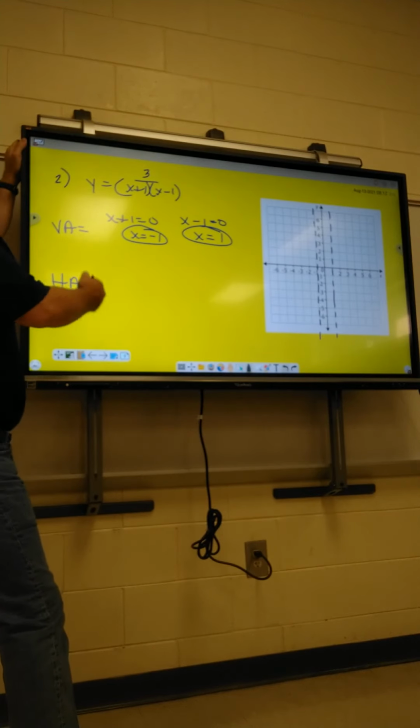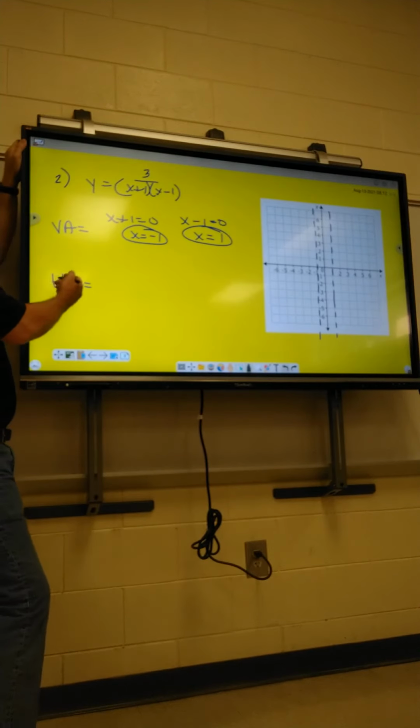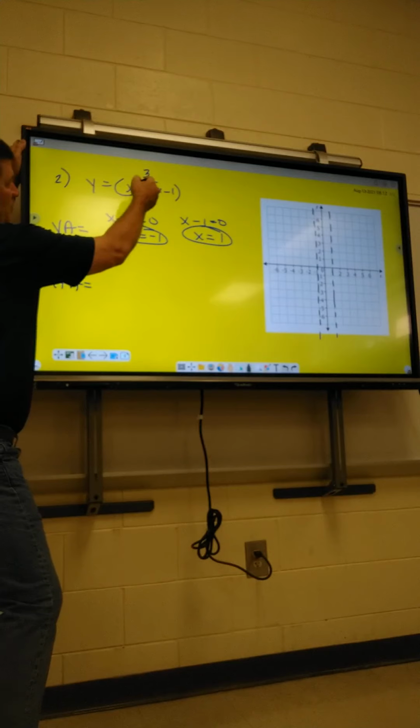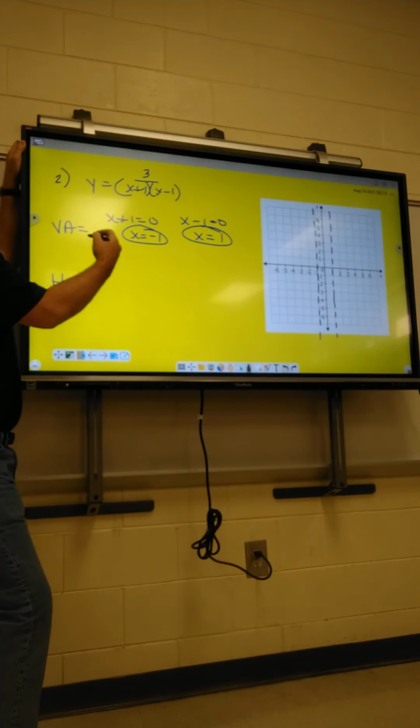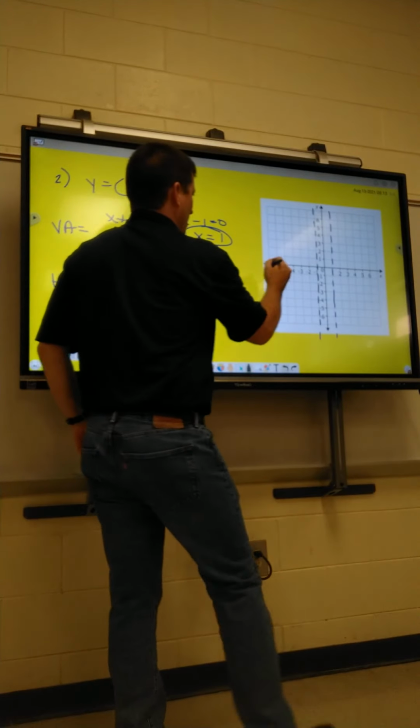All right, now, can I go ahead? I need to wait. The rule about the horizontal is the same as it was on number 1. On the bottom, we got x's on the bottom. We don't have any x's on top. Automatically, what's my answer? Y equals 0. Good, we should be getting the hang of that.